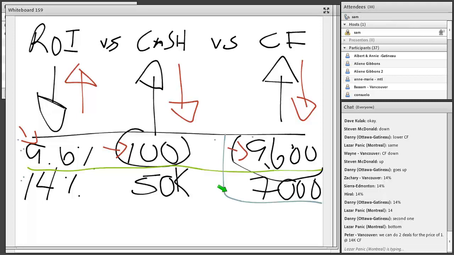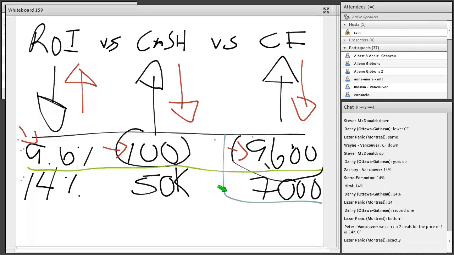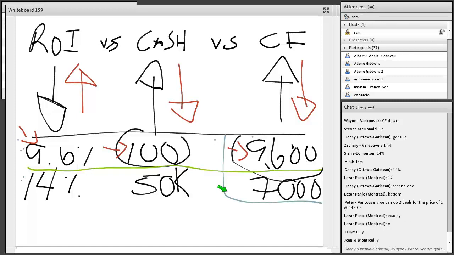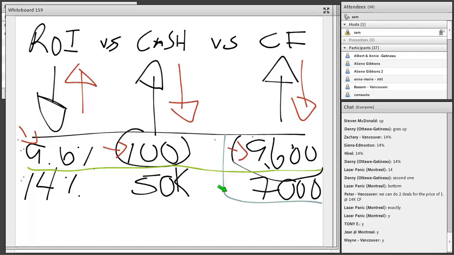We could do 2 deals, yeah, exactly. Peter, you're right. We could do 2 deals, and we'll actually make more cash flow, because the higher up we go on the 50K, the more actual cash flow we're going to make. So does everybody understand this? Is everybody clear on this?